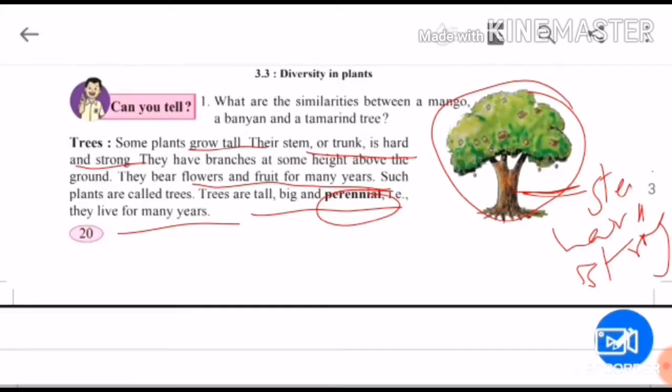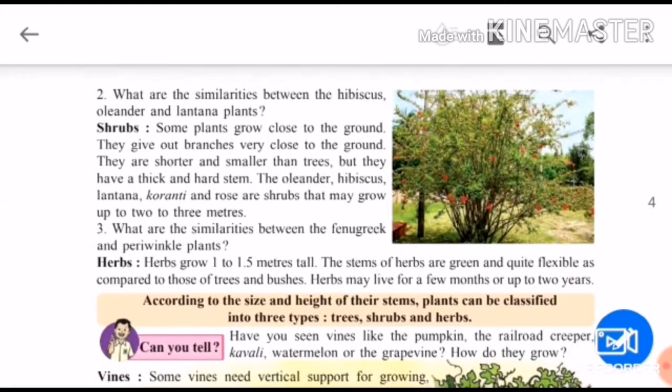Then the second type of classification based on height is shrubs. What are the similarities between hibiscus, oleander and lantana plants? Children, they are medium heighted plants. They are not very tall like trees. They are medium heighted plants, so they will be called shrubs.